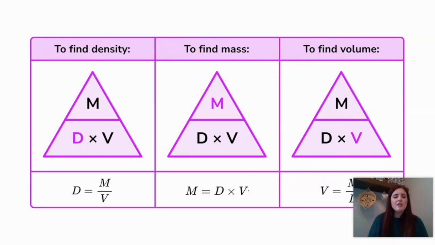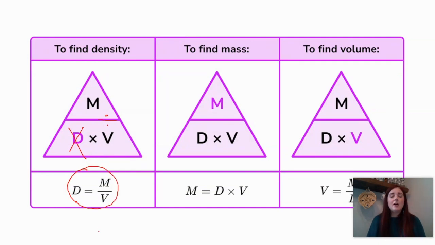So if I want to solve for the density right here, notice to find density, they put density in bold. If I cross that out in this triangle, we see that density is equal to the mass over its volume, which if it's over it, it's going to be division. So if we're finding density, density is equal to the mass divided by the volume.